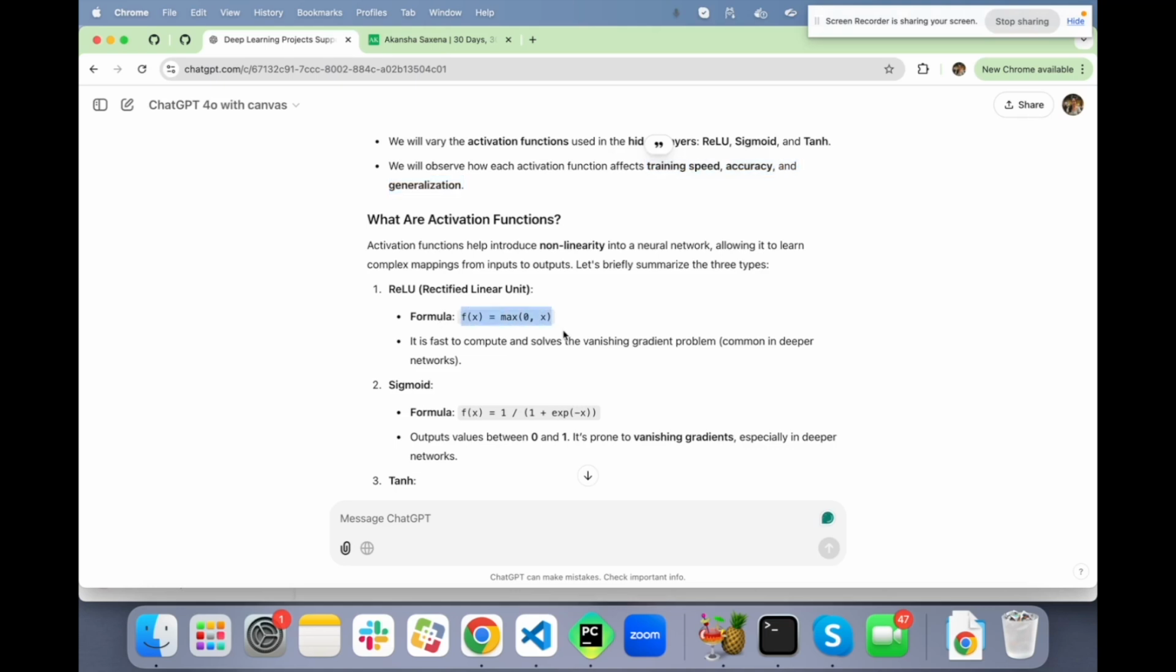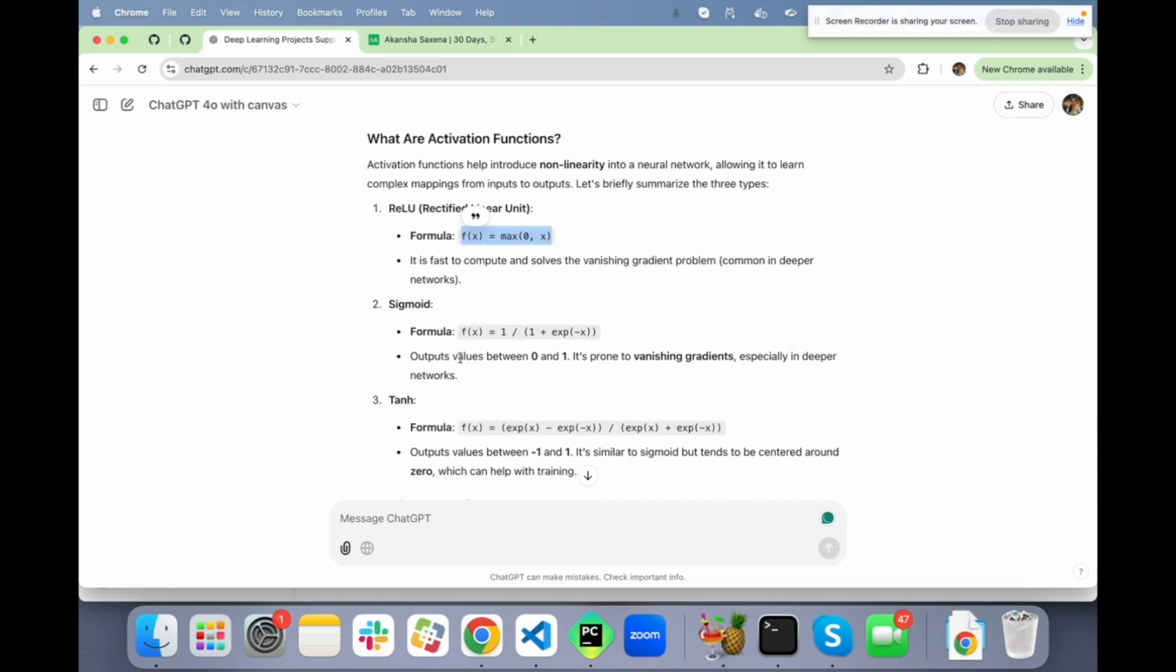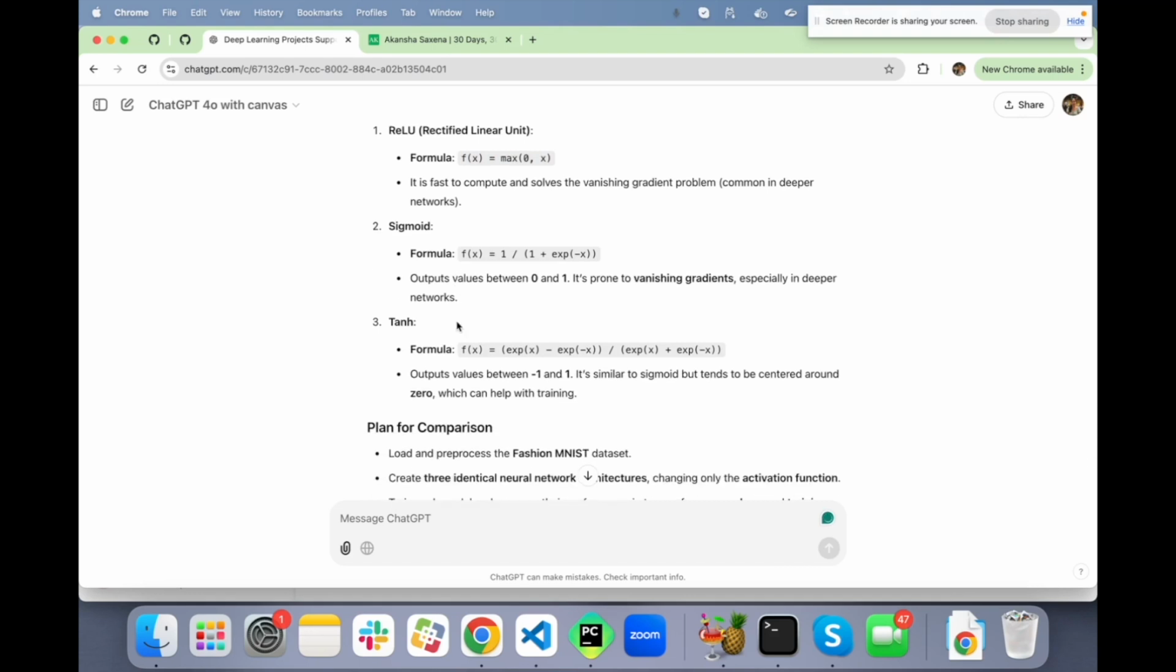The formula is this, which is f(x) = max of 0 and x. It is fast to compute and solves the vanishing gradient problem, common in deeper networks. Okay. I do not have much understanding even now, but let's follow through it. And then we have a sigmoid activation function, which is 1 over 1 plus exponential of minus x. Outputs value between 0 and 1. It is prone to vanishing gradient, especially in deeper networks.